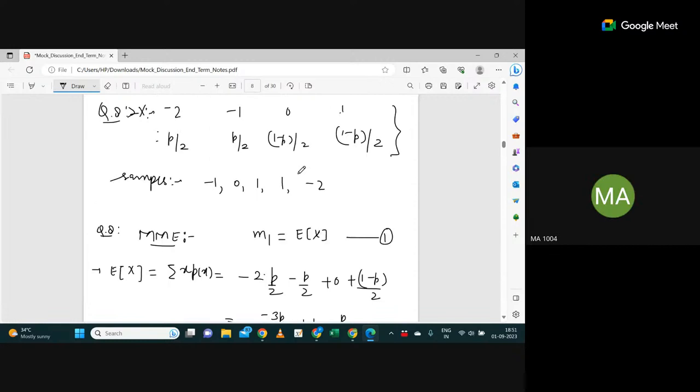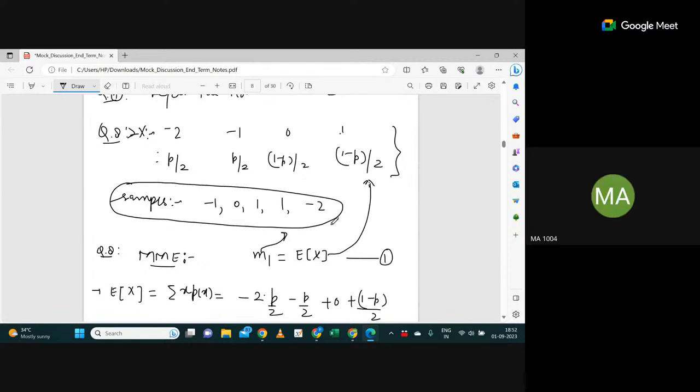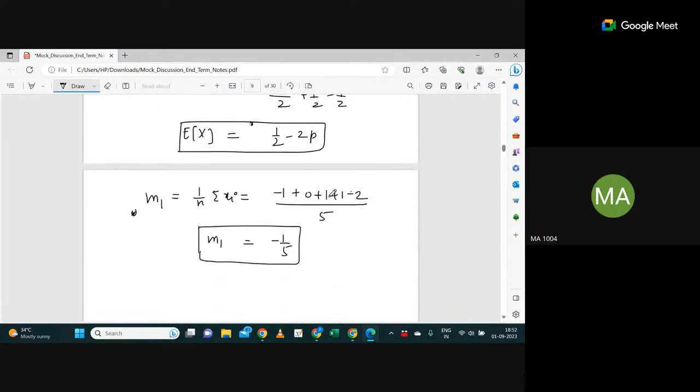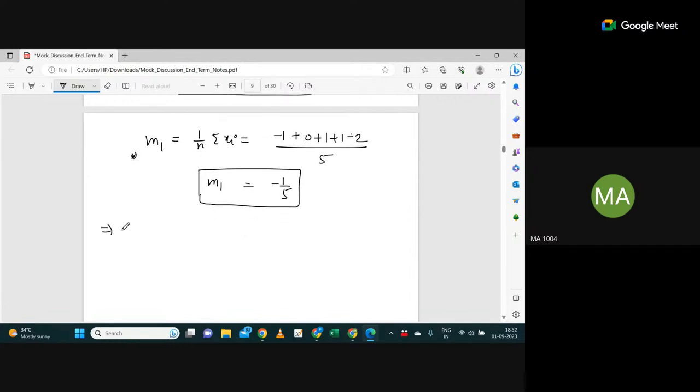No, it's not about samples. From the samples, we compute M1. The expected value of X we have to compute from the random variable, which is your distribution information. Okay, I made a mistake. Now see, this -1, 1 we have used from the samples. So the next step is we have to equate M1 equal to the expected value of X. That will be: M1, -1 by 5, equal to half minus 2p.